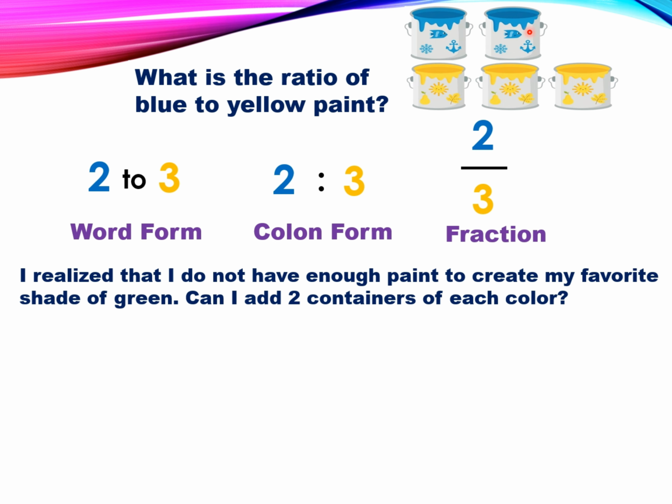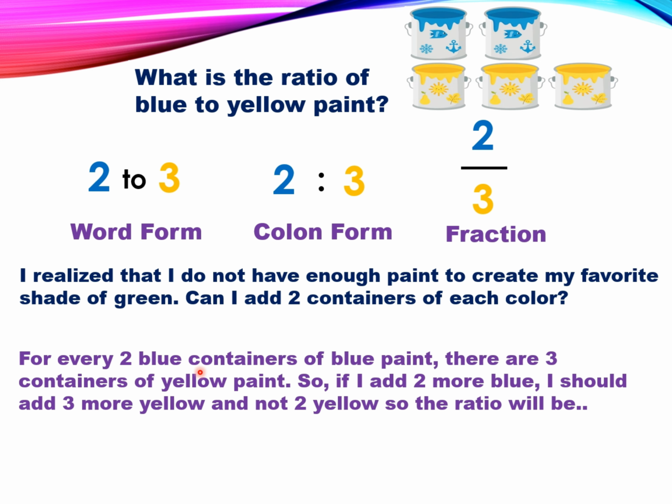Remember, I said when I mix these, I get my favorite shade of green. But I realized that I do not have enough paint to create my favorite shade of green. Can I add 2 containers of each color? For every 2 containers of blue paint, there are 3 containers of yellow paint. So if I add 2 blue, I should add 3 more yellow and not 2 yellow. So the ratio will be 4 blue to 6 yellow.